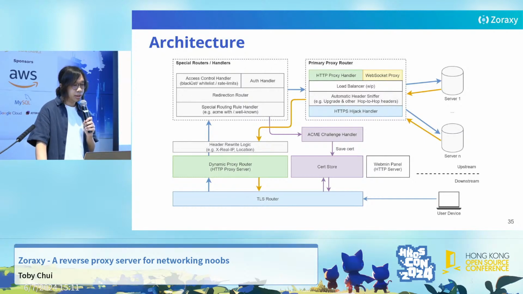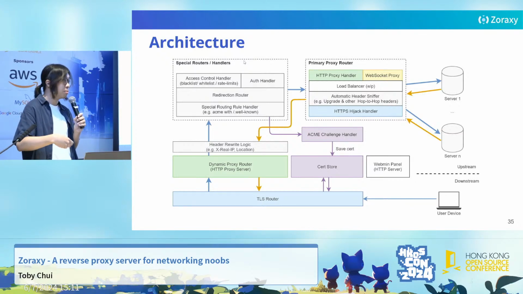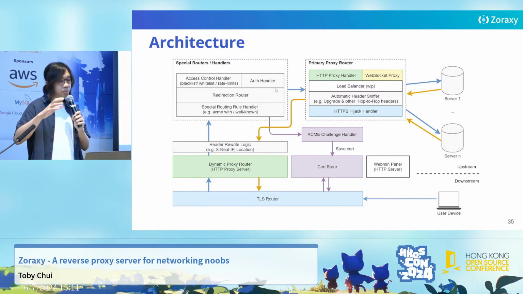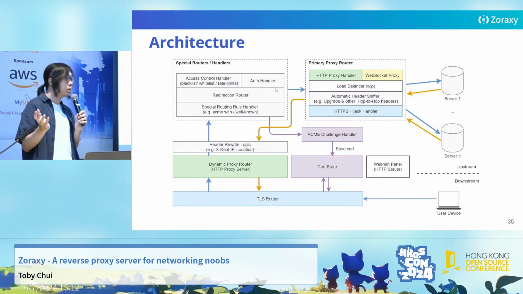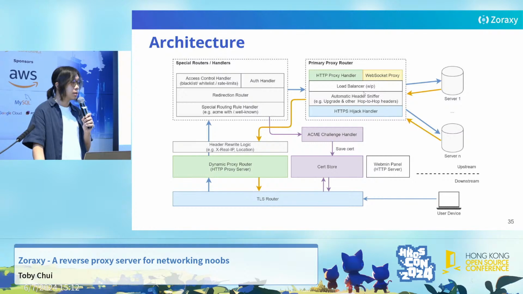Afterward, we'll go to these special router handlers, which will check for things like rate limits, whether you are coming from a country that has banned you, or whether you are an authorized user. And then if everything checks out, we'll go into the primary proxy router, where we call the DP core, the dynamic proxy core, where the actual proxy logic is handled, including how to switch between HTTP and upgrade to WebSocket, and then the request is forwarded to the backend servers.